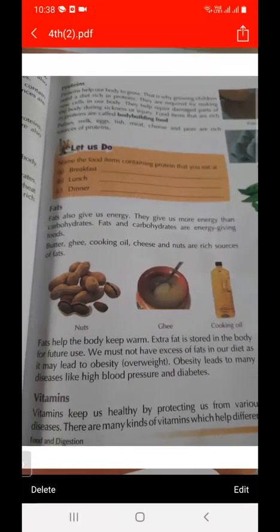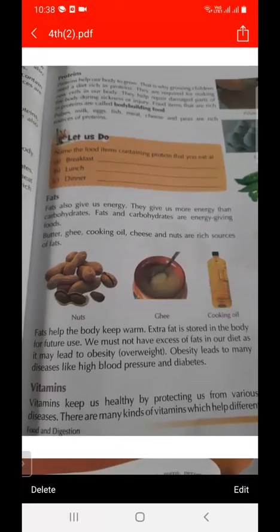So how can we get fat? From butter, ghee, and cheese. These are the sources from which we can get fat. Nuts are shown in the figure, ghee is shown in the figure, and cooking oil is shown in the figure. So these are the sources of fat.